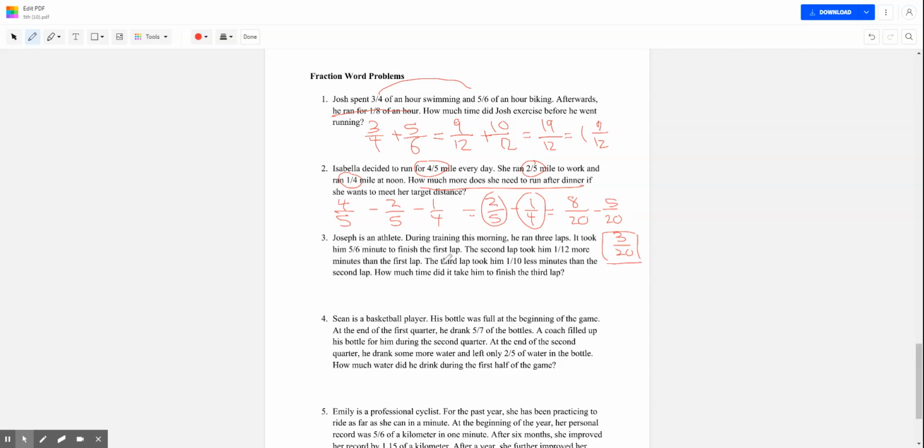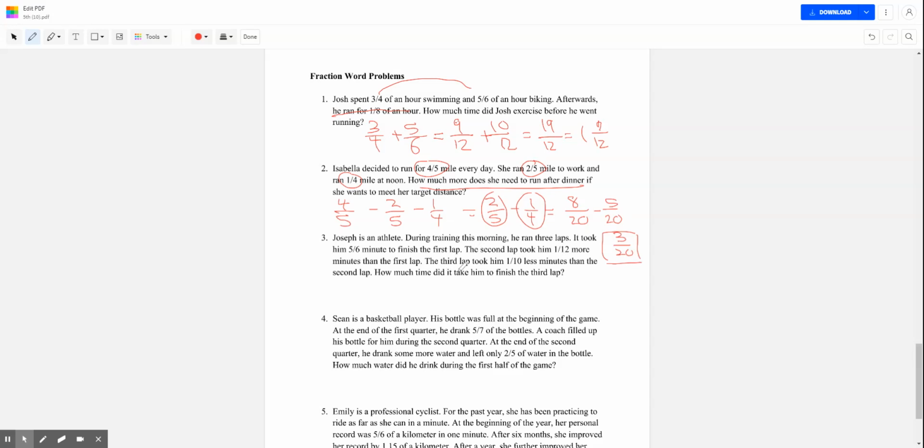Joseph is an athlete. During training this morning, he ran 3 laps. It took him 5/6 minutes to finish the first lap. The second lap took him 1/12 more minutes than the first lap. The third lap took him 1/10 less minute than the second lap. How much time did it take him to finish the third lap?